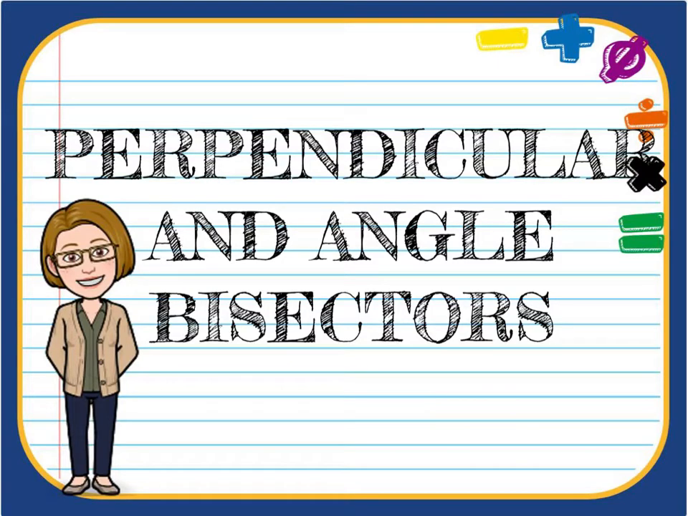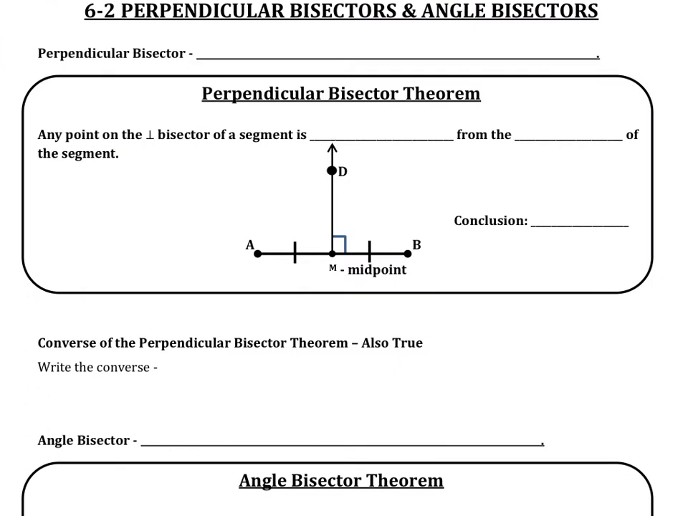We're going to take a look at perpendicular and angle bisectors and how we can use those to find various missing parts of figures. So we're going to start by just defining these terms real quick. This definition will be that a perpendicular bisector is a segment, line, or ray that is perpendicular to and bisects another segment.